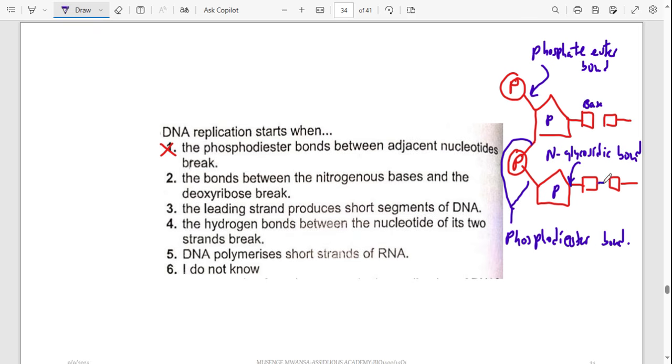What is going to be separated are the hydrogen bonds, 2 between adenine and thymine and 3 between guanine and cytosine. These are hydrogen bonds. These are the ones which are separated when replication is happening. So not between the base and the deoxyribose. Leading strand produces short segments? What produces short segments is the lagging strand. Hydrogen bonds between the nucleotides of its two strands break. Yes. DNA polymerase? Short strands of RNA? No, that's not the bonds which are broken.